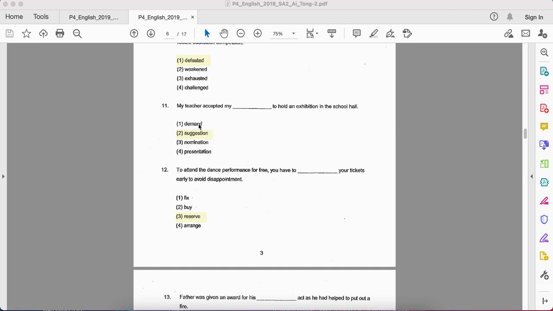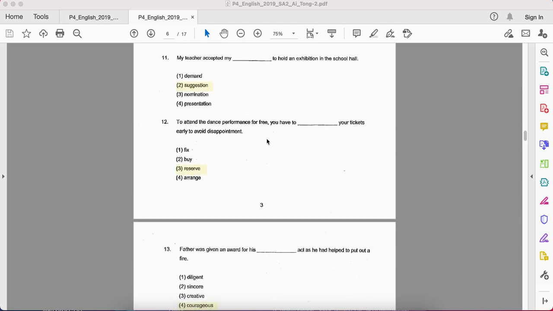So if you look at the answers, it can't be demand. You know, it's not appropriate for this. Suggestion, that is going to be the right one, but we'll just go and check out the others first. Okay, so nomination, not really, because it's like an idea. All right, so if you look at this, your idea was to hold an exhibition in the school hall, so it's not nomination. Presentation, also not appropriate, but suggestion, yes, it does fit in this sentence structure correctly, because my teacher accepted my suggestion to hold an exhibition in the school hall. All right, so it was your suggestion, your idea, and your teacher has accepted that.